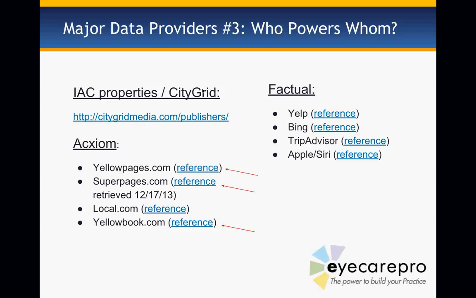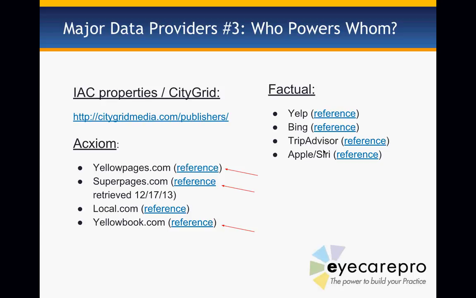Okay, so the third one is CityGrid, Axiom, and Factual. As you can see, this data is a little bit old, right? But it just gives us a picture of how the data actually travels. Don't take it as science, but just good information to know.